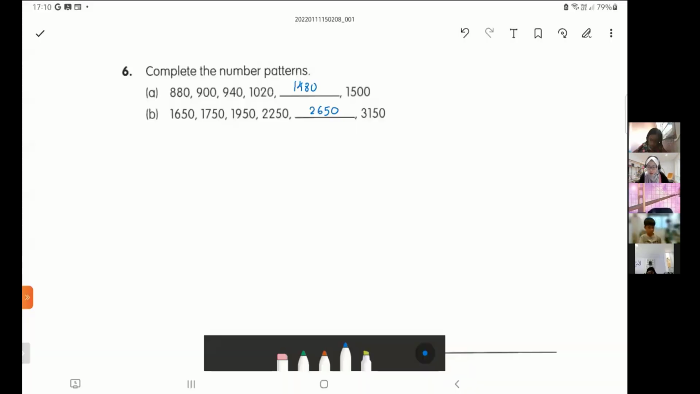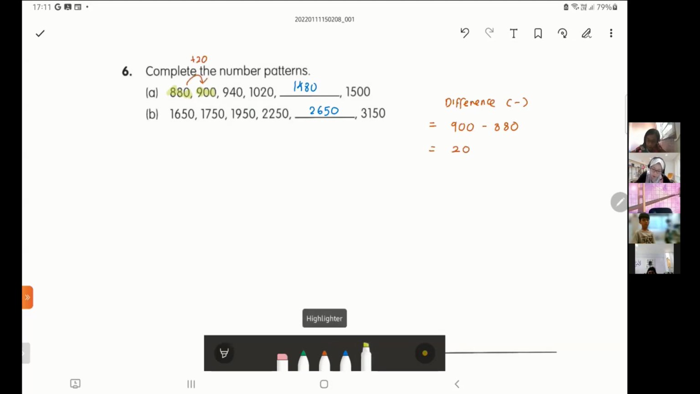Okay? I'm still coughing. Okay, 6A. How do we find patterns? I told you, right? Always look at the first two numbers and let's find the difference. Okay, so let's focus on 6A, the first two numbers. Now we find the difference. Difference means we minus. So we take 900 minus 880. And when you minus this, you are going to get 20. Okay, so between these is actually plus 20.